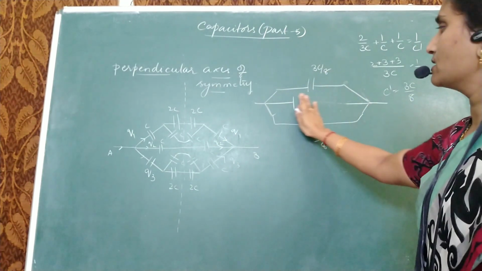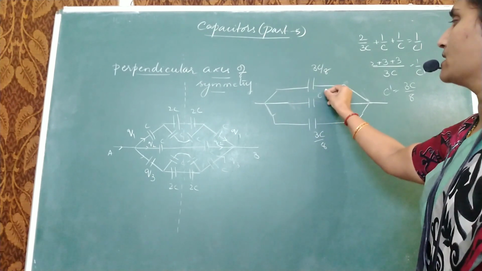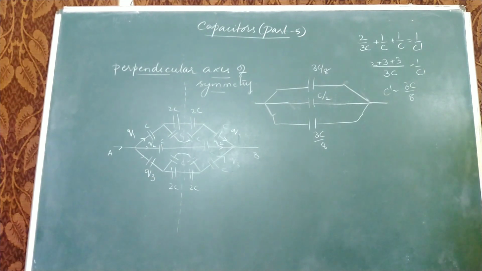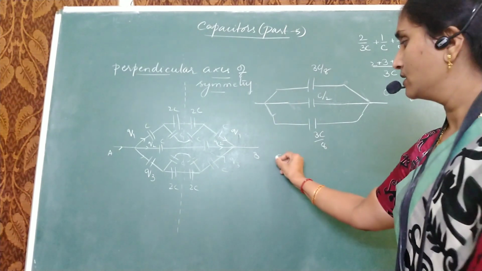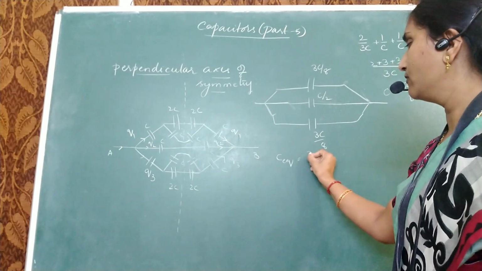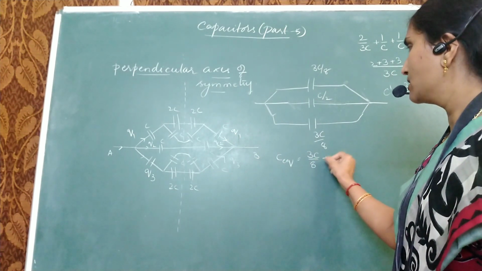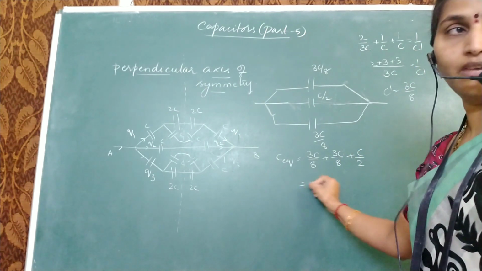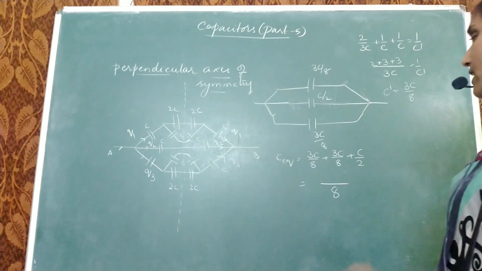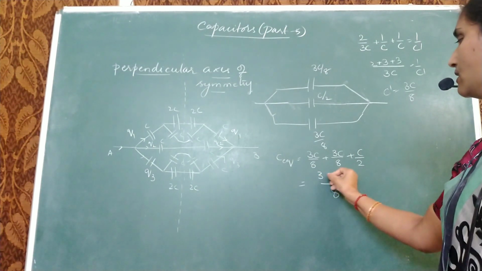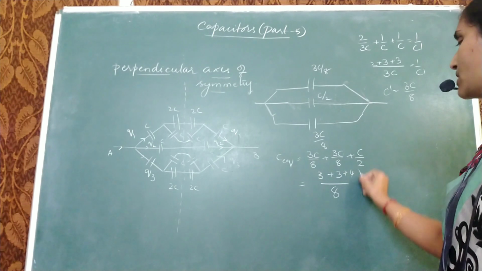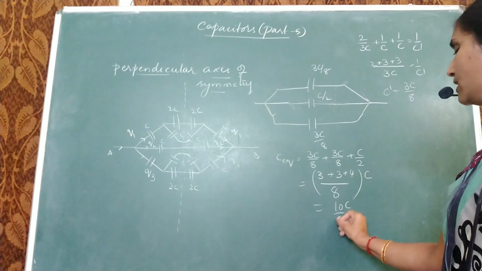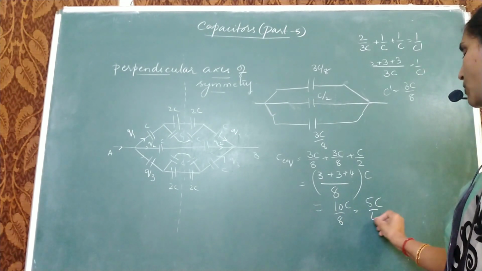Now these two are in series. I will replace it with C by 2. Now how are all the three capacitors connected? In parallel combination. So find out, C equivalent will be 3C by 8 plus 3C by 8 plus C by 2. When you take LCM, you will get it as 3 plus 3 plus 4 into C by 8, that is 10C by 8 or 5C by 4.